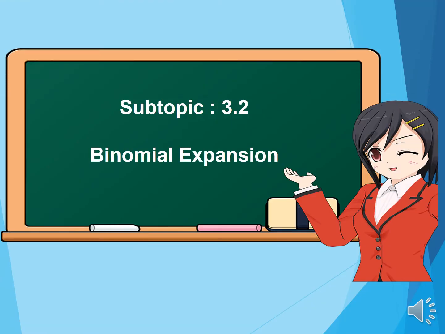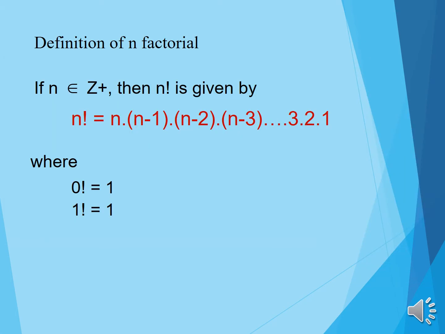Subtopic 3.2 Binomial expansion. Definition of n factorial. If n is an element of the positive integers, then n factorial is given by n factorial equals n times n minus 1 times n minus 2 times n minus 3 until 2 times 1, where 0 factorial is equal to 1, and 1 factorial equals 1.